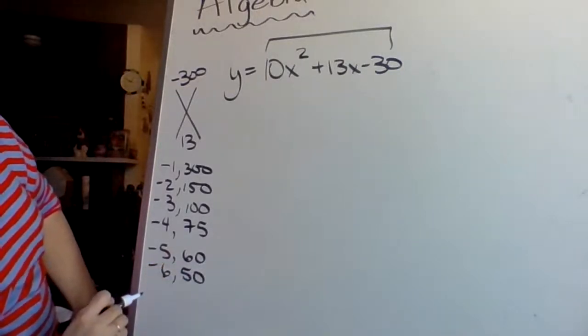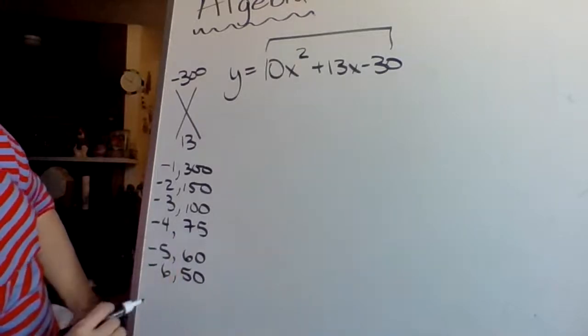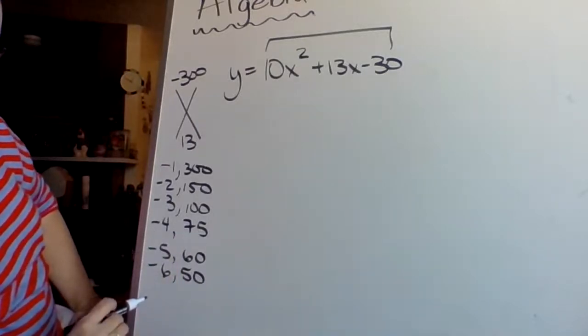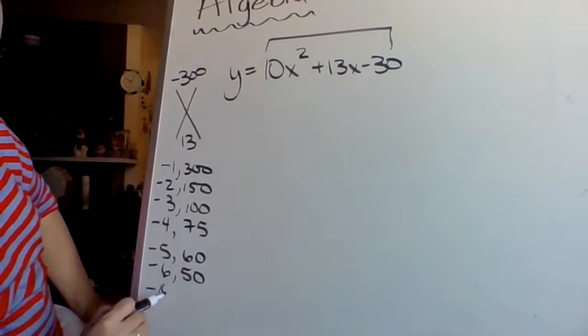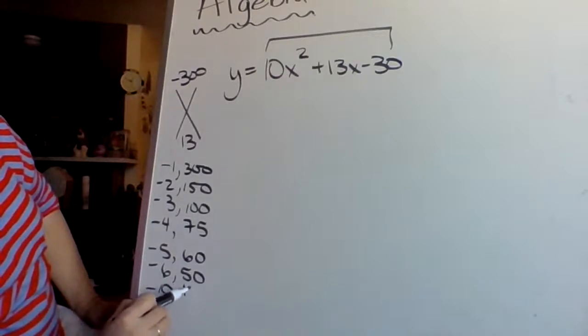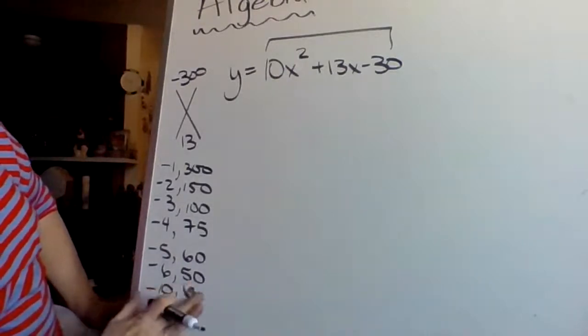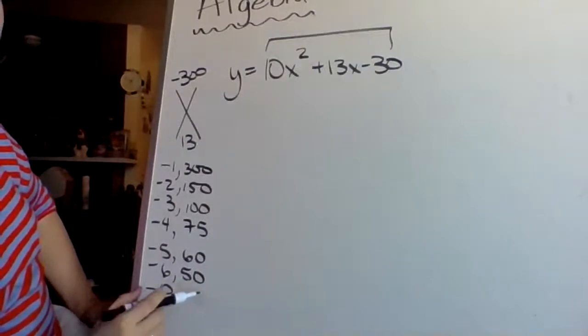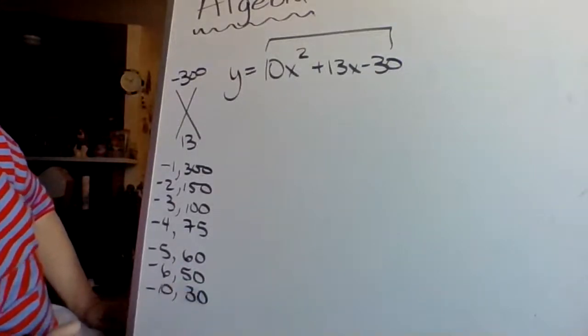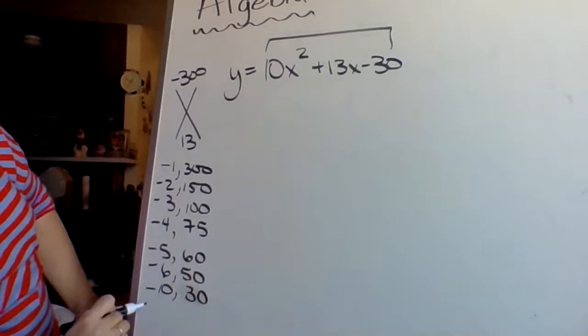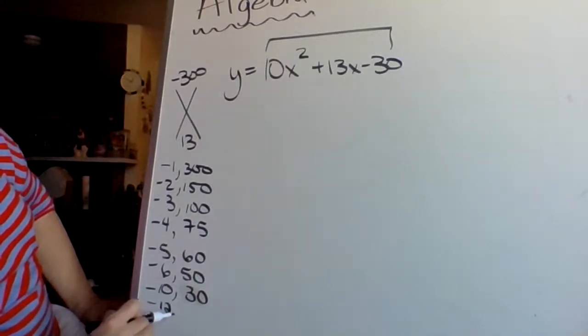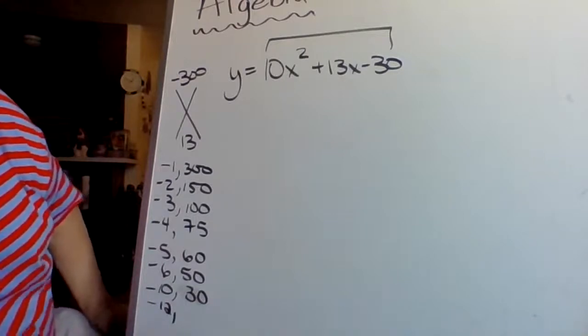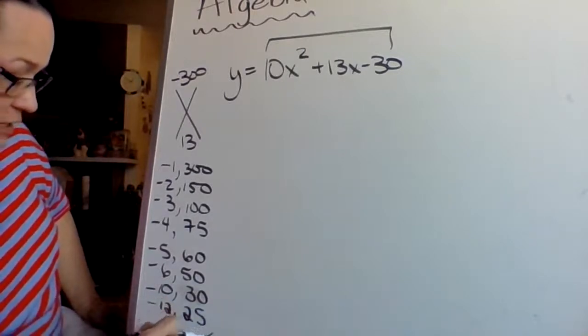7 doesn't go in, 8 doesn't. Does 9 go in? Nope. Does 10 go in? Oh yeah, 10 goes in. Goes in 13 times? Nope. 11 doesn't go in, 12. Yep, 12 goes in. Let's see how many times 12 goes in. 25. Oh, there it is.